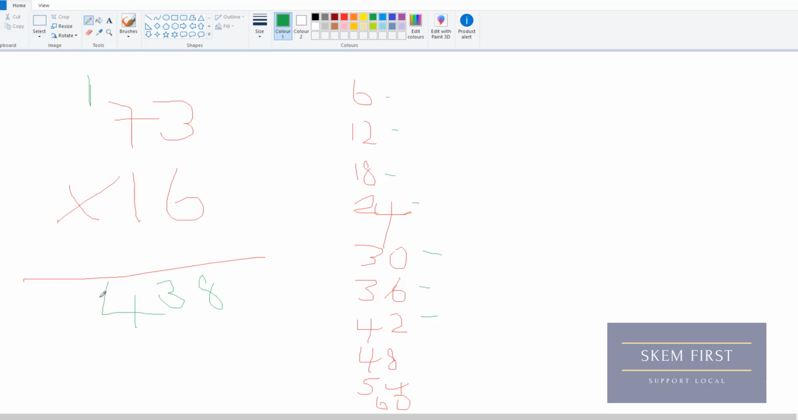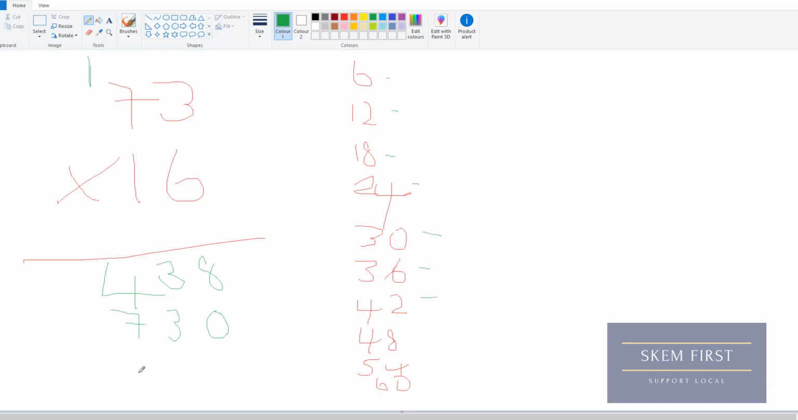6 times 73 is 438. Now we need to work out 10 times 73. So again, don't forget the 0. 1 times 3 is 3, and 1 times 7 is 7. So 10 times 73 is 730.